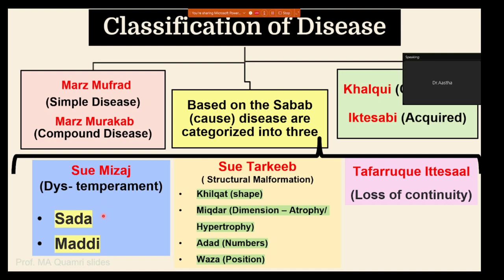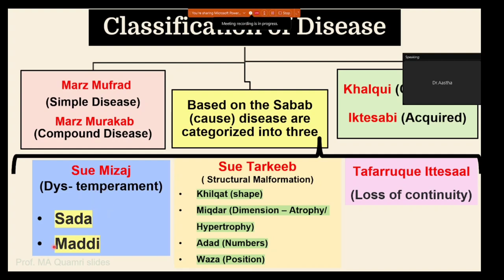Any disease which presents with only a single abnormal quality is categorized as sue mizaj sada. If it is an amalgamation of two different qualities, like hot and cold, hot and dry, hot and wet, or cold and dry, it is considered a compound one.